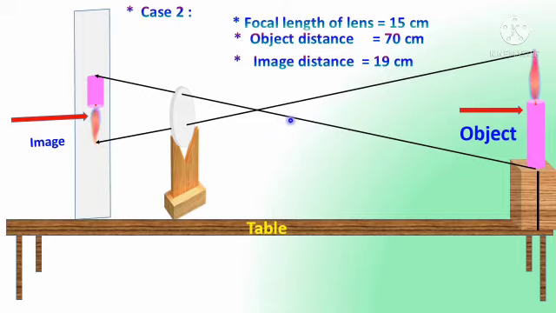Then what is this? Here two points meet at a point, that is the focal point. Characteristics: inverted, real, diminished. Diminished means small one. Next one, real: a real and clear image.